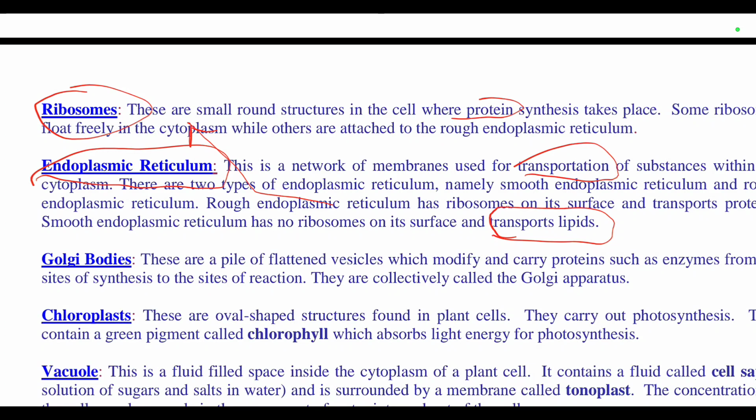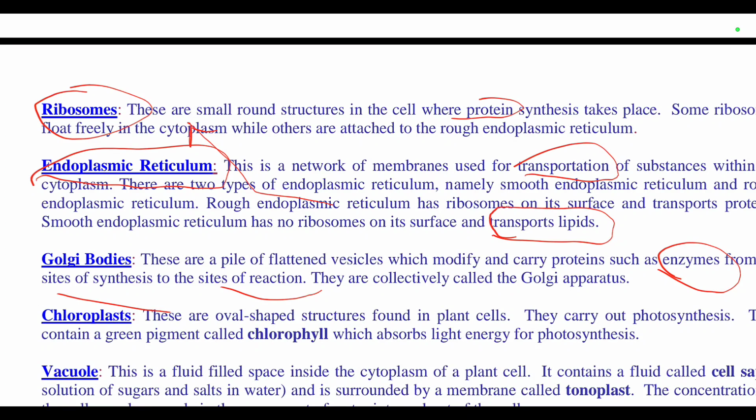Let's look at Golgi bodies. Golgi bodies are just a pile of flattened vesicles which modify and carry proteins such as enzymes from the site of synthesis to the site of reaction. They are collectively called Golgi apparatus.